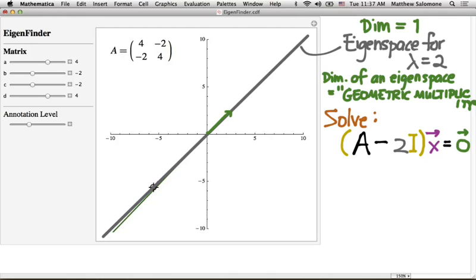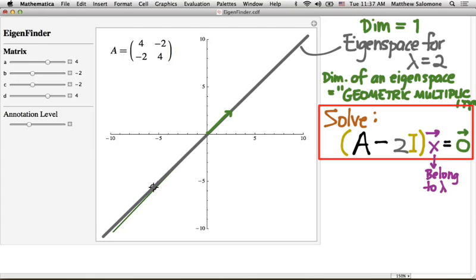And now we've turned the eigenvalue eigenvector equation into a matrix vector equation, the type of which we know how to solve based on the first half of our course. So we just need to figure out which vectors x satisfy this equation. And those x's are going to belong to the eigenspace of lambda equals 2. Lambda equals 2 eigenspace.